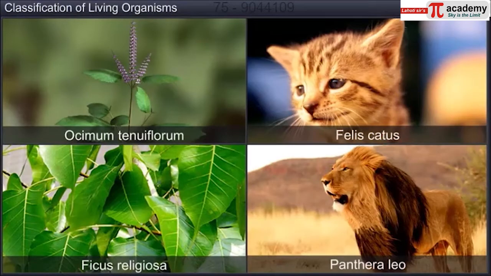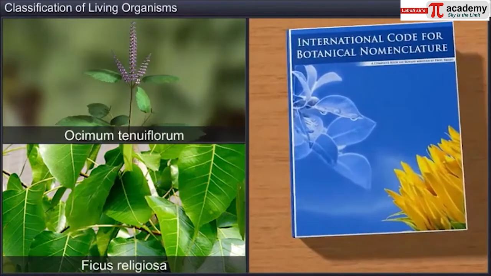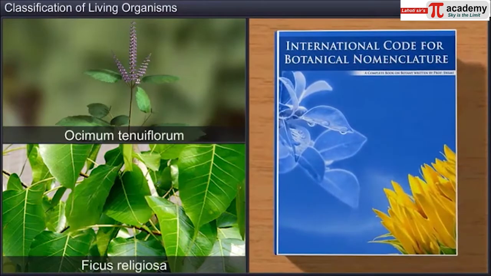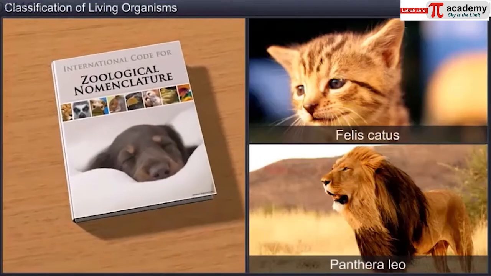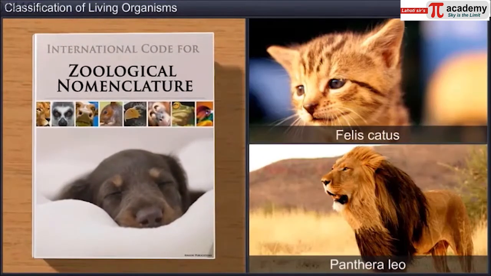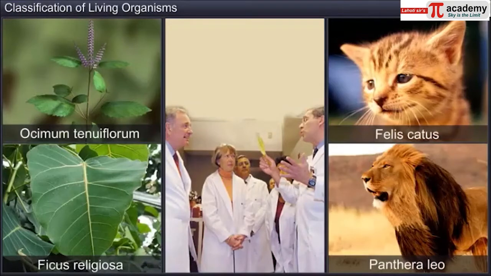To make the process of identification easier, scientists have assigned a scientific or biological name to every known organism. The scientific names for plants are based on the principles and criteria given in the International Code for Botanical Nomenclature, or ICBN, and for animals in the International Code for Zoological Nomenclature, or ICZN. The procedures to assign a scientific name to an organism have been agreed upon by scientists and biologists all over the world. Scientific names help avoid ambiguity as each organism has just one name.